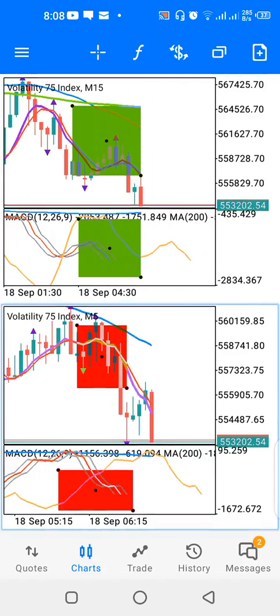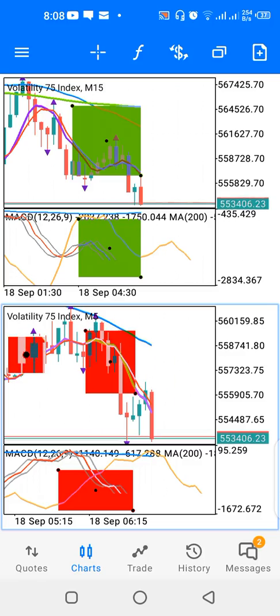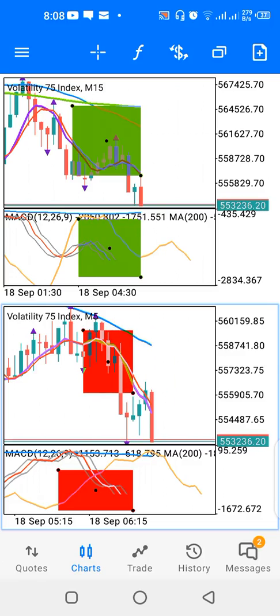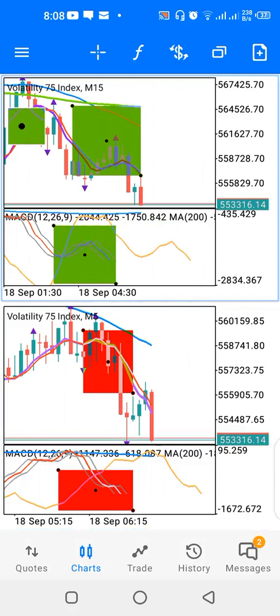So that's how to use the strategy, how to sell. For how to buy, the reverse is the case. Same thing that you can do to buy. Okay, so it's a simple strategy.